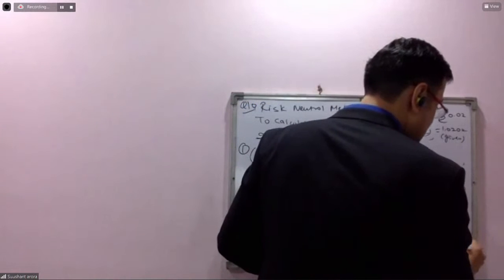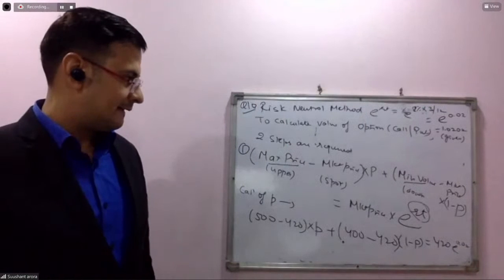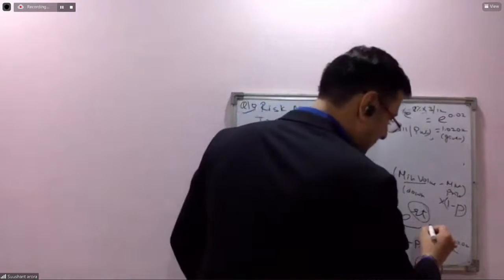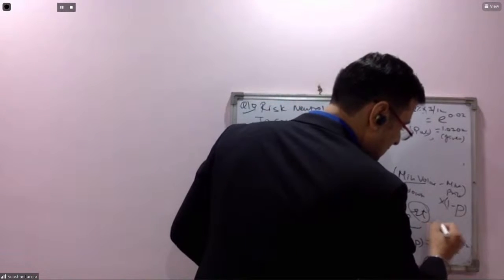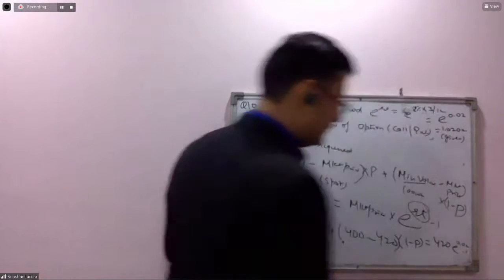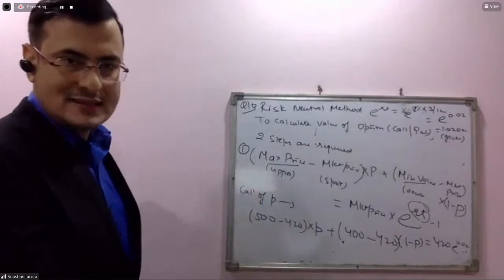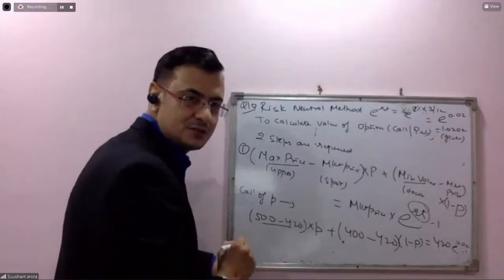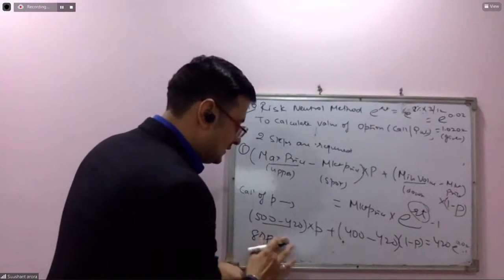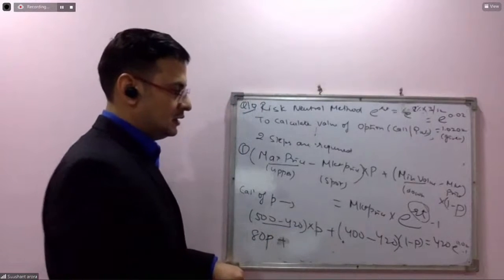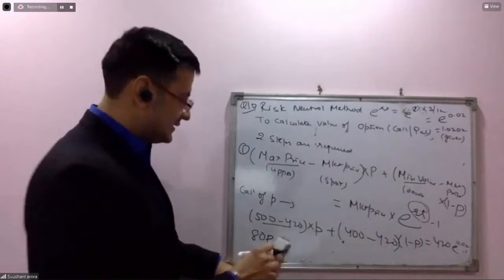So 0.02. Clear, guys? Okay? It has to be -1, sorry, -1. Okay, -1. So solving this whole, let's do it. It's quite easy. 500 minus 480, 80P, sorry, plus the value which is there, 20, but it is in negative.